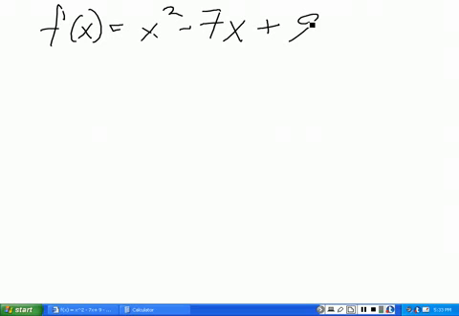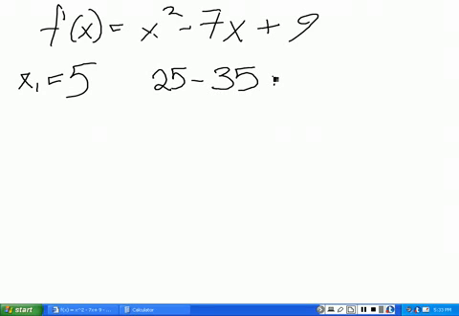So what we're looking for is two numbers, one number which would make f negative and one number which would make f positive. So if you guys notice, if we set x1 equal to 5, what happens? We would get 25 minus 35 plus 9. So that gives me 34 minus 35, or minus 1.